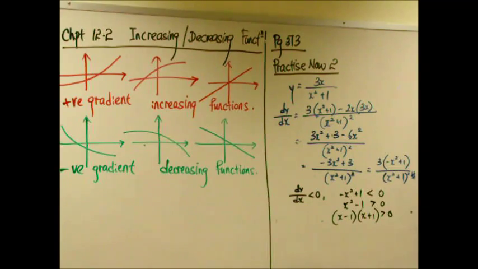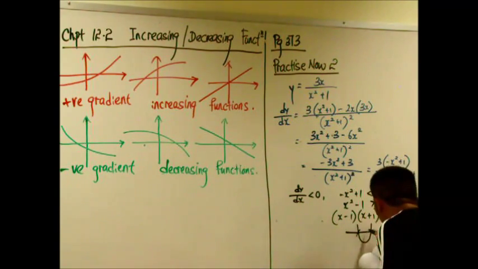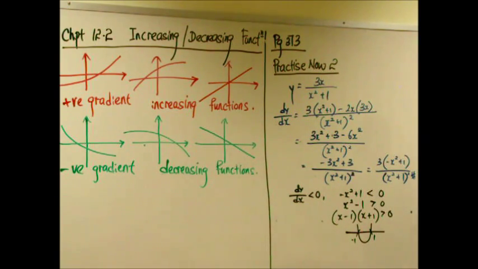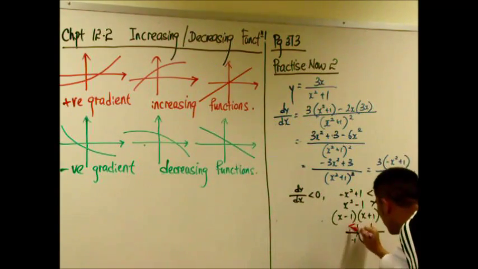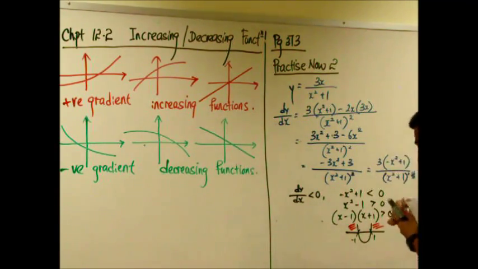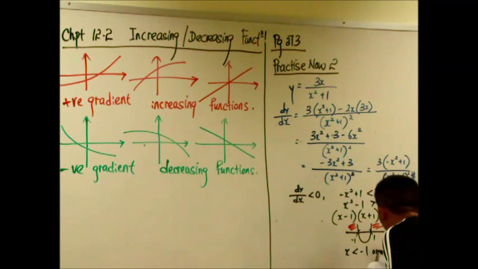Recap on what we have learned in quadratic inequality. This is going to find the two critical values. And we want it to be more than zero, meaning it must be on top of the horizontal line. In other words, I would like my answer to be x less than -1 or x greater than 1.